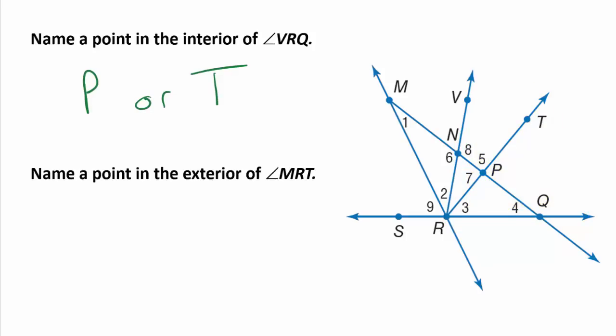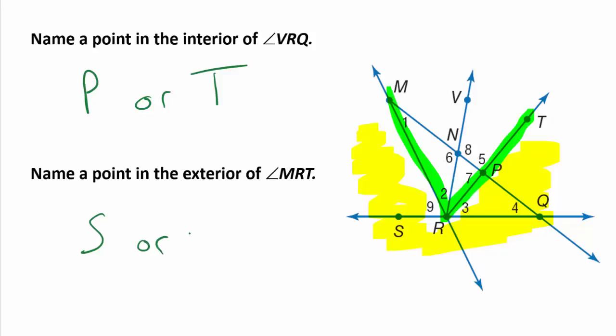Now let's look at angle MRT and name a point that's on the exterior. So let's go ahead and highlight again MRT. And I'm going to go ahead and shade in the area that would be on the exterior. That would be the exterior of angle MRT. And we can see that point S or Q end up on the exterior of angle MRT.